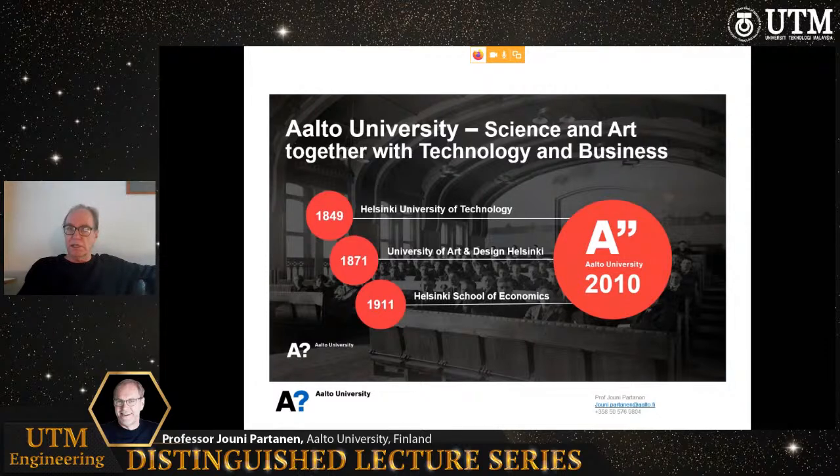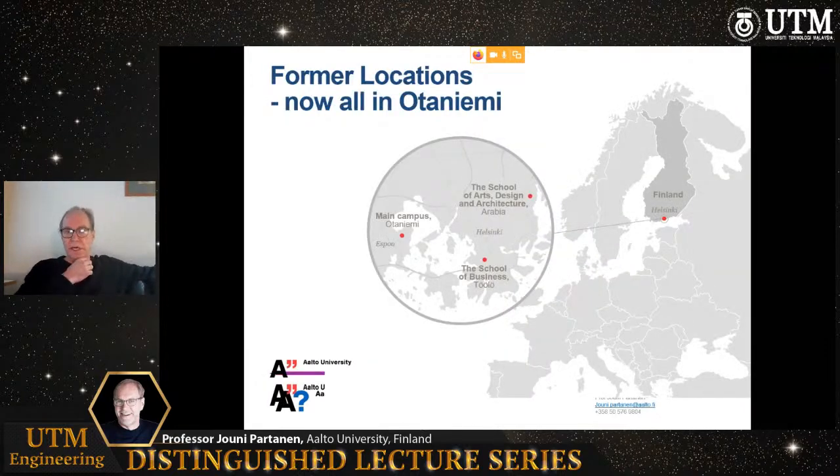The university started in 2010. The three universities were in different locations, and we started the process of combining them all into the same location. All of them were about 10 kilometers away. Two of them were in Helsinki, one on the side of Espoo, which is a kind of suburb of Helsinki, and Otaniemi is in Espoo. And now all the original universities are in Espoo.